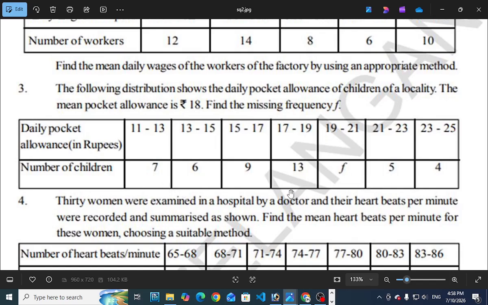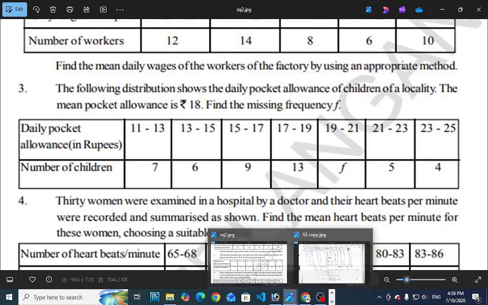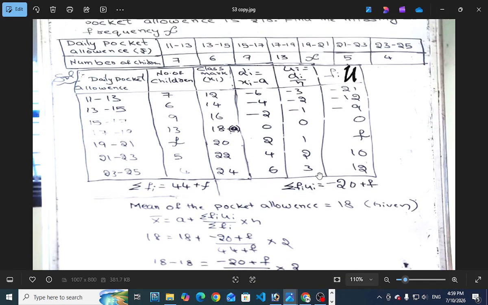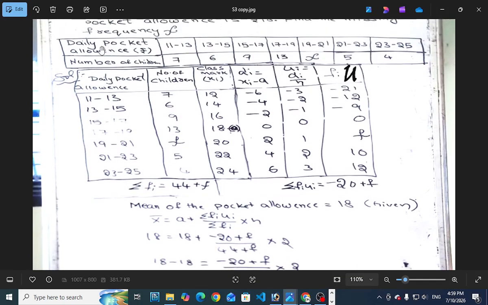Among these children, for 19 to 21 rupees, the number of children is not given. That is what we need to find from this problem in the form of F. Here we have the solution. Please check it. The data given in rows, we are writing as a distribution table.